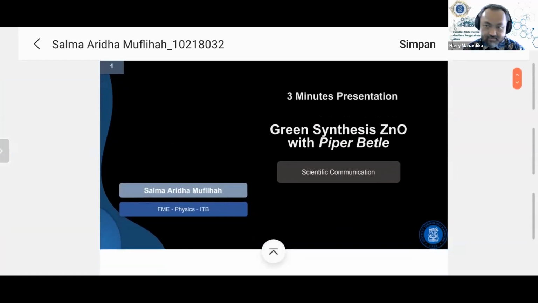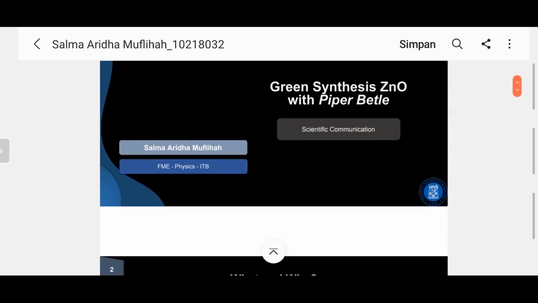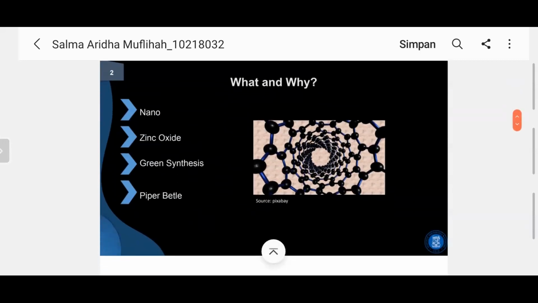Hello everyone. My name is Salma Arida Mufliha. I am from Physics for Electronic Material Research Group, Physics Department, Institut Teknologi Bandung. I'll explain about my research titled Green Synthesis Zinc Oxide with Paper Betel. Basically my research contains these 4 main components. It's about nano, zinc oxide, green synthesis, and paper betel.